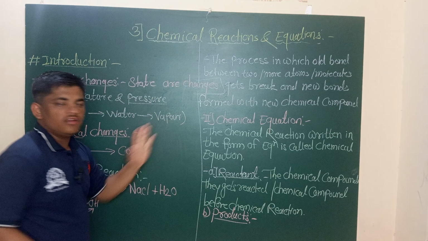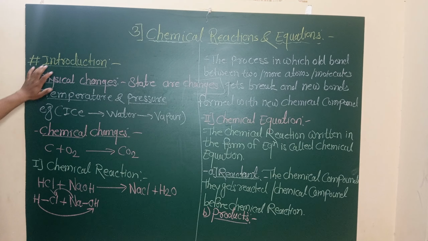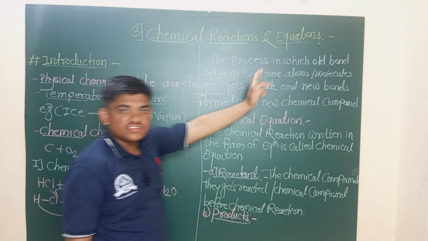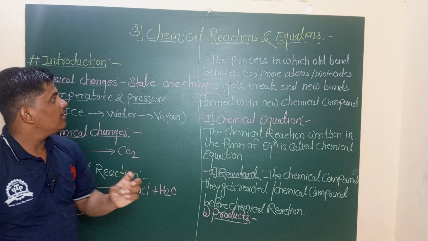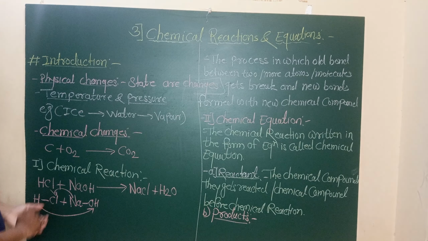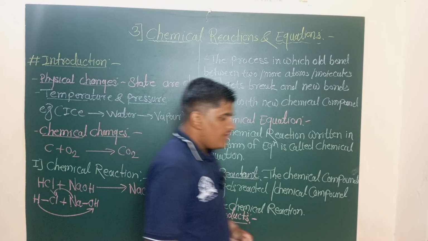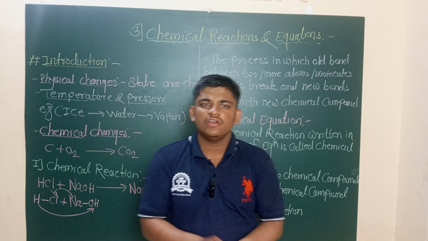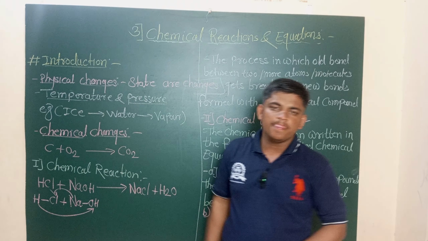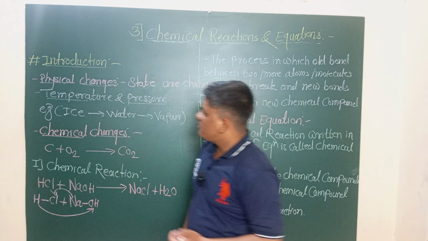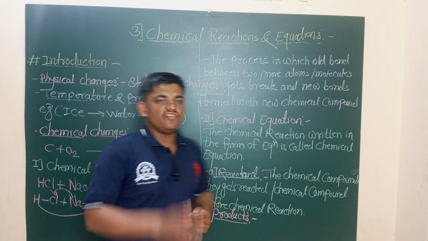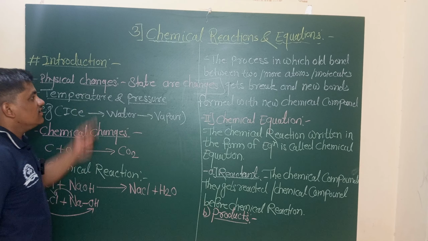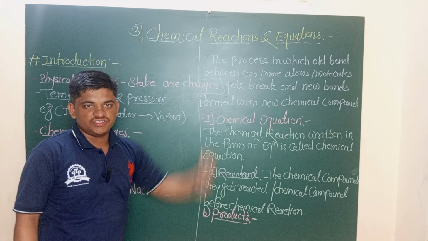Just revise what we have discussed. Introduction: the name of the chapter is Chemical Reactions and Equations. This is the third chapter from the 10th standard Maharashtra State Board, science part 1. In this lecture, we are taking the introduction. What are chemical reactions? Any reaction happens with two kinds of changes: physical and chemical. What are physical changes? If the state of matter changes in the process, these changes are called physical changes.